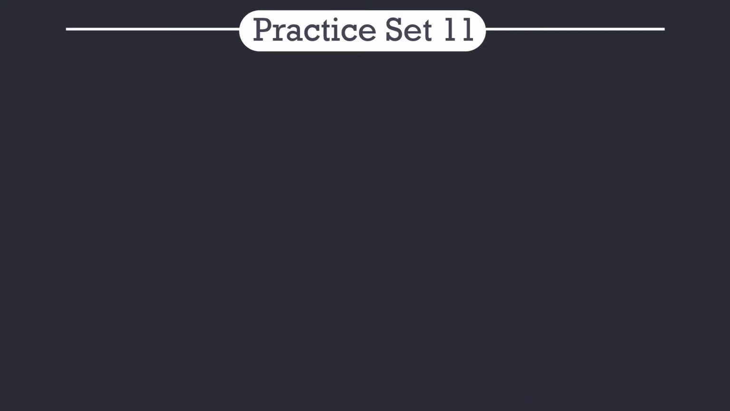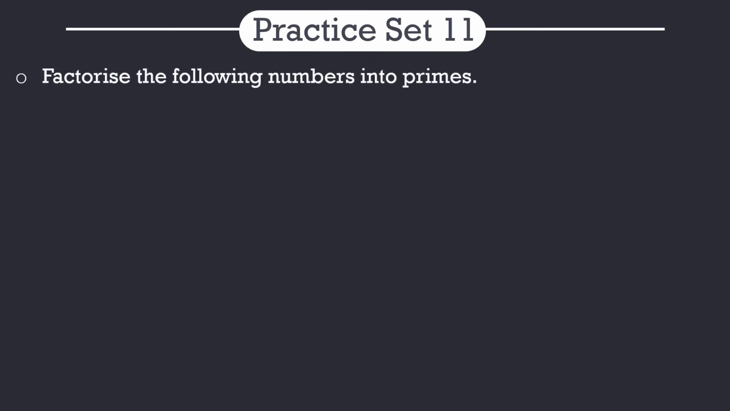Let's begin with our practice set 11. Factorize the following numbers into primes. Now children, I have solved in the vertical method. It is your choice. Whichever method goes easy, you can solve according to that method. Let's begin with our first sum, 32.